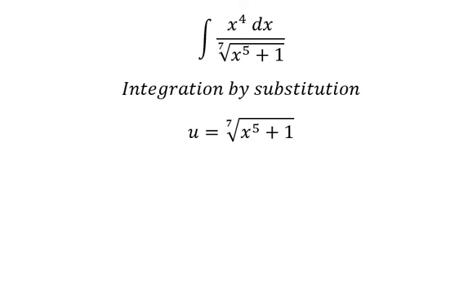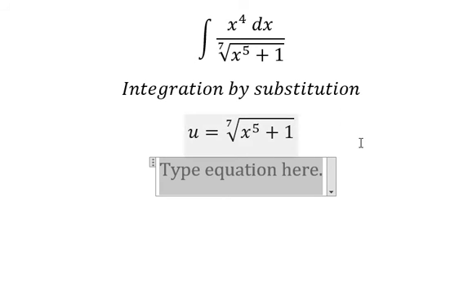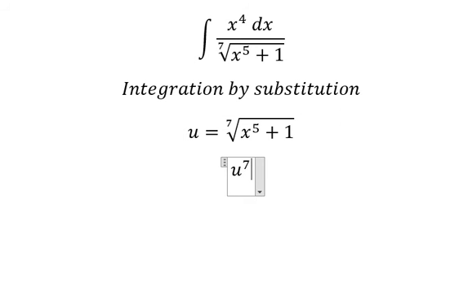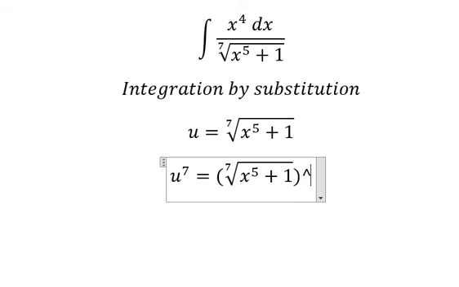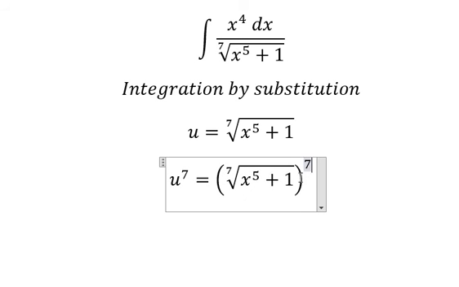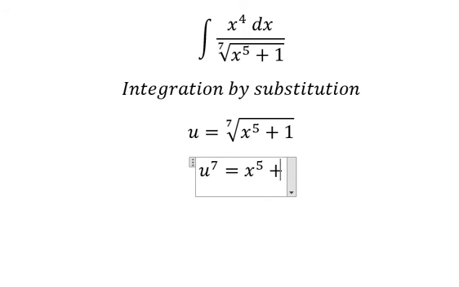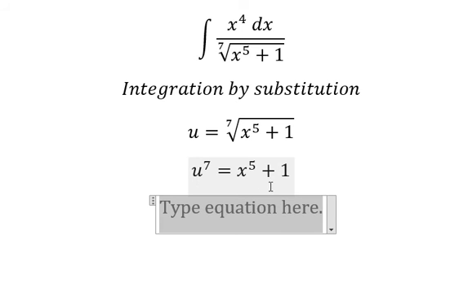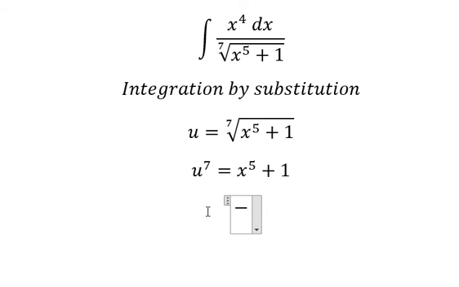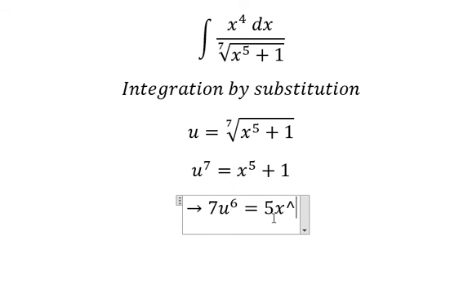Now we put the power number 7 for both sides to cancel the root. So we have x to the power of 5 plus 1. After that, we need to do first the derivative for both sides. First, the derivative of u to the power of 7, you get 7u to the power of 6. The derivative of x to the power of 5, you get 5x to the power of 4.